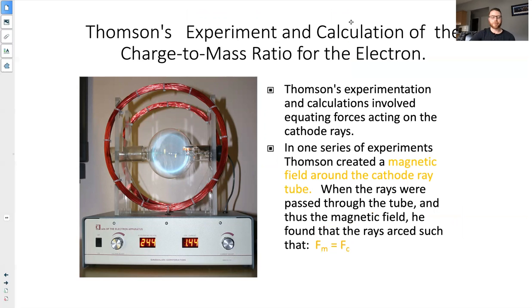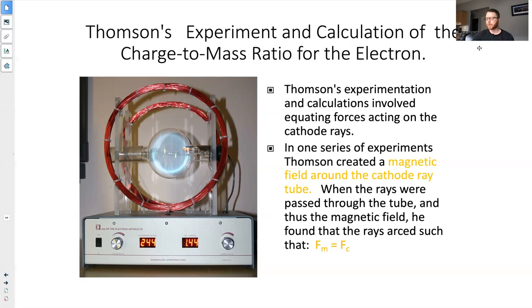So Thomson had his straight cathode ray tube, which you have seen some videos from. And he also manipulated that cathode ray tube so it would be circular, similar to what Crookes had done. When he shone a cathode ray through the tube and applied a magnetic force around it, he noticed that the rays would move in an arc. It would turn into a circular motion instead of moving straight.